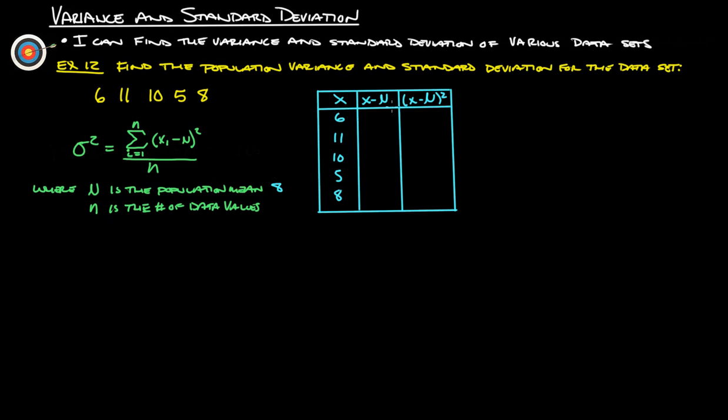So 6 minus 8 is going to give us -2. 11 minus 8 is going to give us 3. 10 minus 8 is 2. 5 minus 8 is -3, and 8 minus 8 is 0. Okay, and then now what we've got to do is take this piece of data here and square it. So -2 squared is 4, 3 squared is 9, 2 squared is 4, -3 squared is 9, and 0 squared is 0.